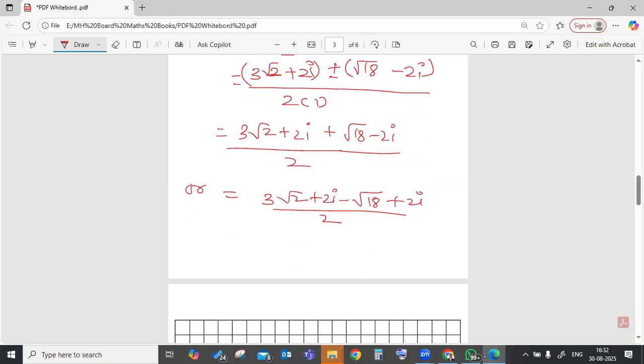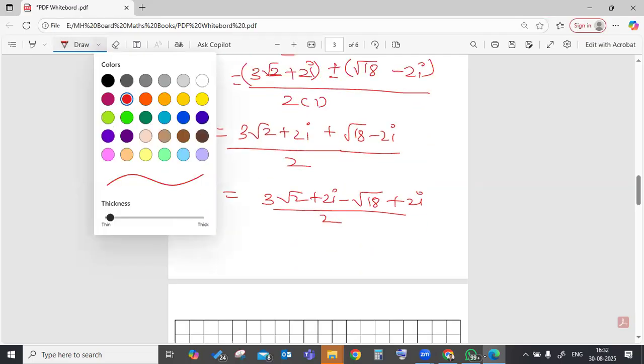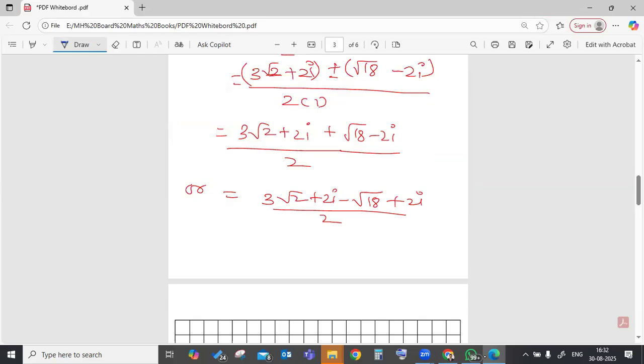Now add these two. We get minus 2i and plus 2i getting cancelled. Here it becomes 3 root 2 plus root 18. Root 18 is 3 root 2, so 6 root 2 upon 2, which means 3 root 2 actually.